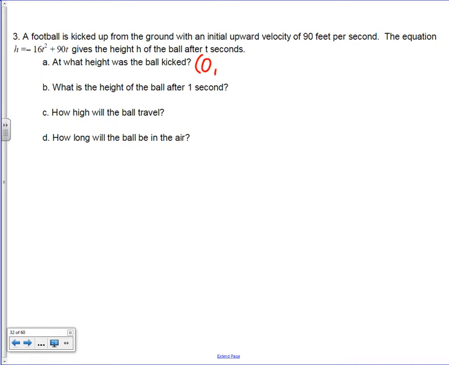So we are going to plug in 0. Now this time it's not for x, it's for t, because we don't have x's here. If you plug in 0, you'll get 0. That means this ball was kicked from 0 feet off the ground, meaning the ball is on the ground. What is the height of the ball after 1 second? Well, they tell you back up in the problem that t is supposed to be for seconds. So if I have 1 second, I'm going to plug that 1 in for those t's, and that'll tell me that after 1 second, the ball is 74 feet off the ground.